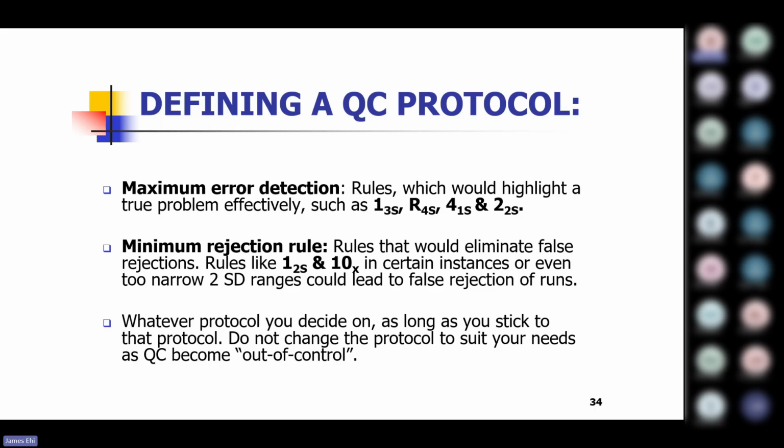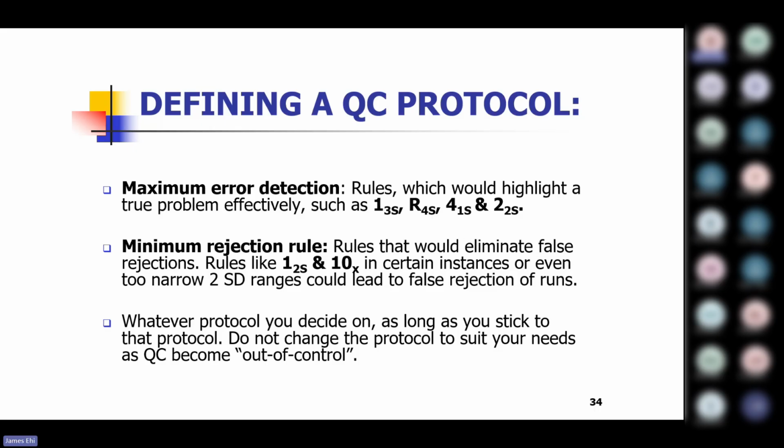Now, whatever protocol you decide on, as long as you stick to that protocol, do not change it to suit your needs when your QC are out of control. I see people who say, okay, this is my protocol now. They have listed it in their procedure. And the moment the QC is at 2.01, they say, it's approximately 2. It's not approximately. I faced an ISO accreditation before, and we were penalized based on something like that.